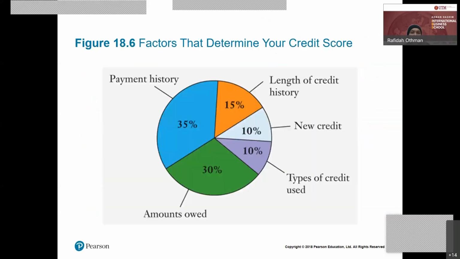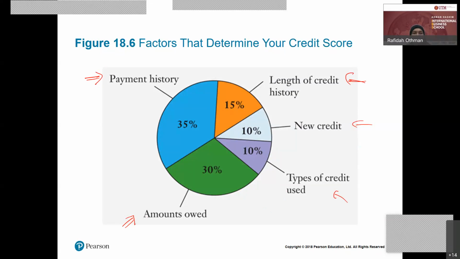Last but not least, these are the determinant factors that determine your credit scoring. So this is like payment history, the one I mentioned to you just now. We're looking at your payment history, then amount owed, length of credit, new credit, type of credit, and you can add a few more. This is your scoring, so you are free to put any other elements towards your scoring.